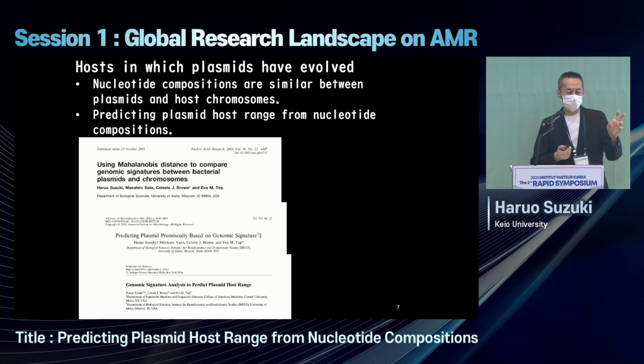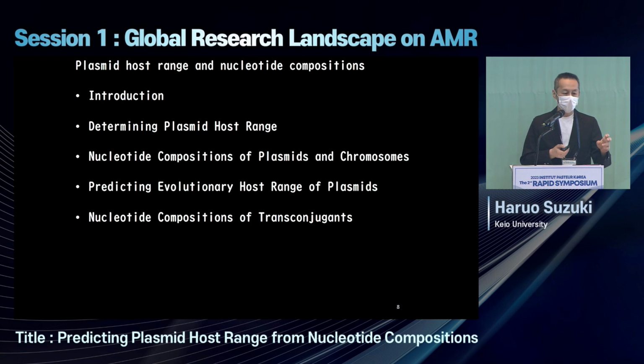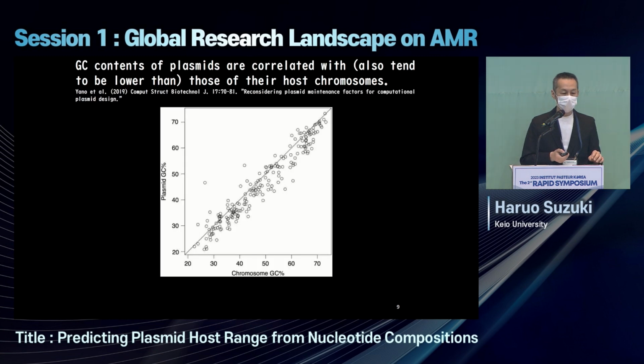In our study, we focused on nucleotide composition to predict plasmid host range. First, I show you the result of nucleotide composition similarity between plasmids and host chromosomes. This figure shows similarity in nucleotide composition between plasmid and host. The y-axis indicates plasmid GC content, and the x-axis indicates their host chromosome GC content. You can see a very strong positive linear correlation, so plasmid and chromosome GC content are very similar.